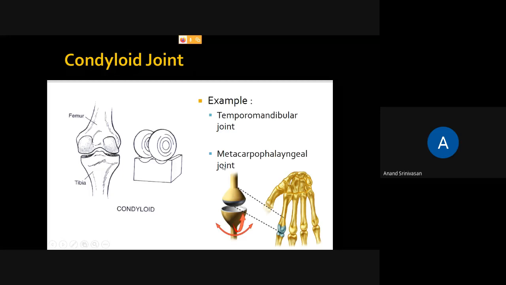The next joint is the metacarpophalangeal joint. As the name indicates, metacarpal. Where are the metacarpals? These are carpals. These are metacarpals. The metacarpophalangeal joint is between the metacarpal and the phalangeal bones. So this is a condyloid joint. The condyloid joint is found in the temporomandibular joint and the metacarpophalangeal joint.